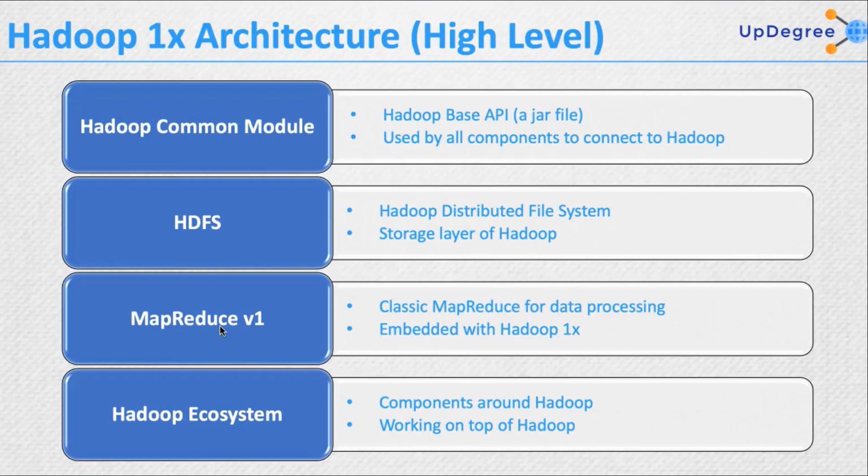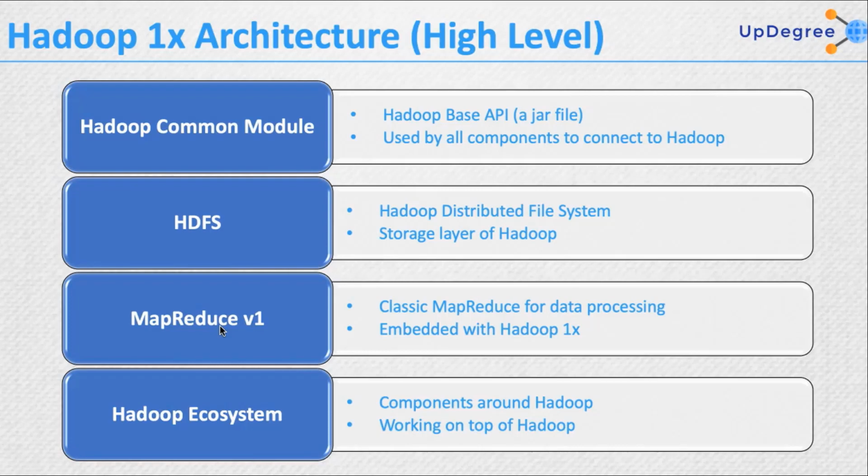Then we also have MapReduce, which is your computational layer, the classic MapReduce for data processing. Whenever you want to process any data on Hadoop 1x, and the data is stored on your Hadoop Distributed File System, it can be processed using MapReduce. MapReduce is a combination of two words, map and reduce, which we are going to take a look at in a later session, where you will see how exactly MapReduce works on top of your HDFS. With Hadoop 1x, this MapReduce was embedded. What does it mean?